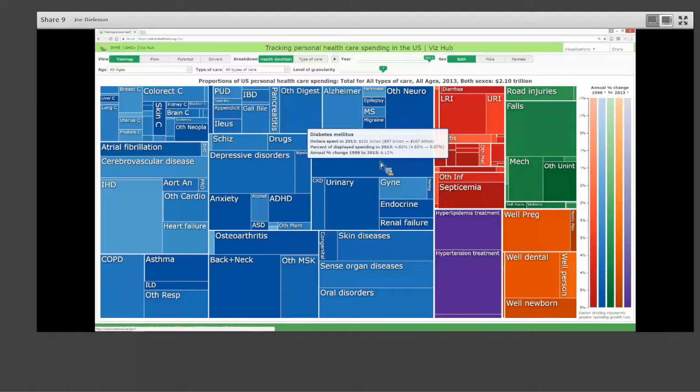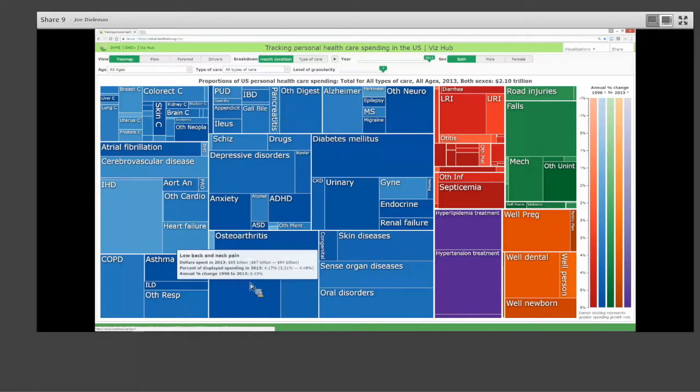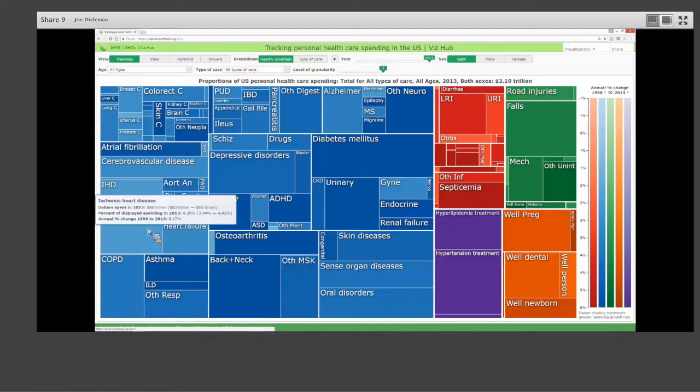Another major one that is not only large in the amount at $88 billion, but also growing at nearly double the rate of the health sector as a whole, is spending on low back and neck pain. And we can juxtapose this, of course, with some big boxes that have a lighter color, like ischemic heart disease. We see that ischemic heart disease has the same amount of spending as low back and neck pain, $88 billion in 2013, but you can see that the annualized rate is less than 1%. And we'll explore some of the changes and reasons for that in a moment.